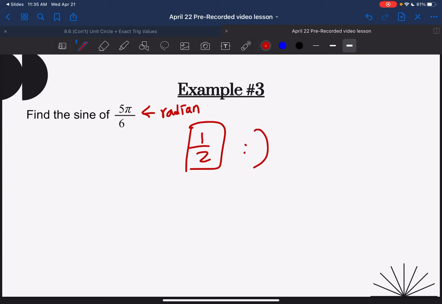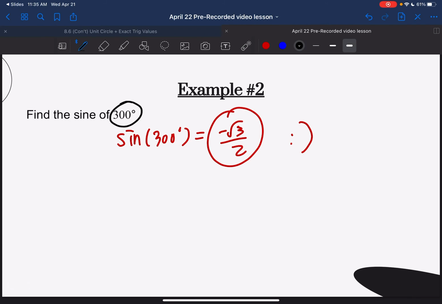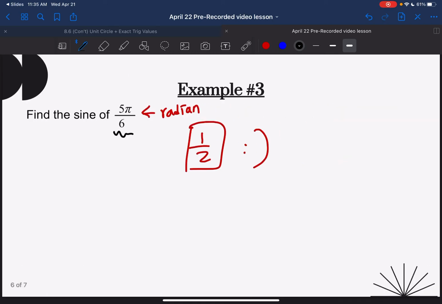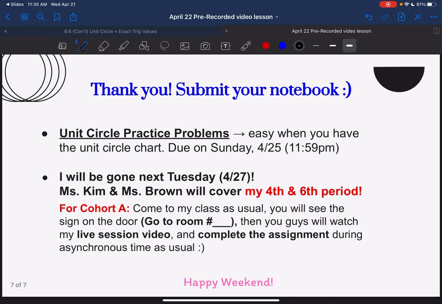And of course, some people are wondering, Miss, can I just use a calculator? Why not? But make sure if your angle is in radians, your calculator has to be in radians. If your angle is in degrees, your calculator has to be in degrees. So please be careful when you're using a calculator. But again, if you have a unit circle chart, everything's just going to work. Okay, so thank you. That's about it.